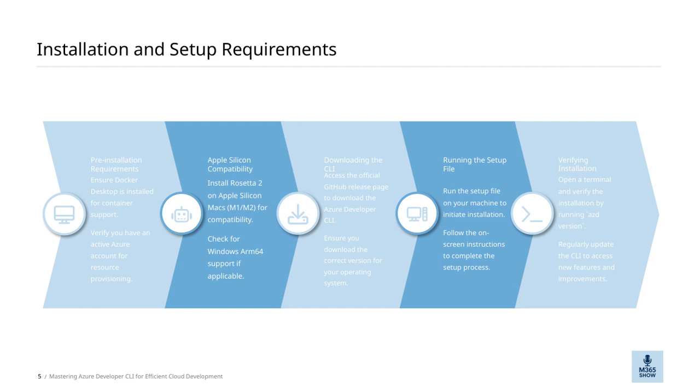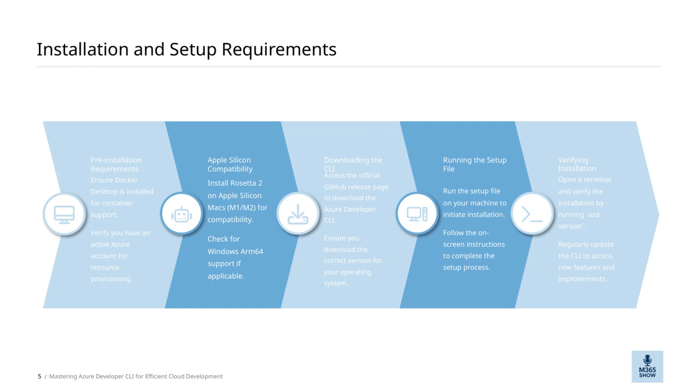Keeping it up to date helps you stay aligned with new capabilities that can make your cloud development more efficient. Now, when it comes to actually installing the CLI, you'll want to run the setup file on your machine. Just follow the on-screen instructions during the installation process to complete it smoothly. It's a straightforward process, but paying attention to each step ensures everything is configured correctly.